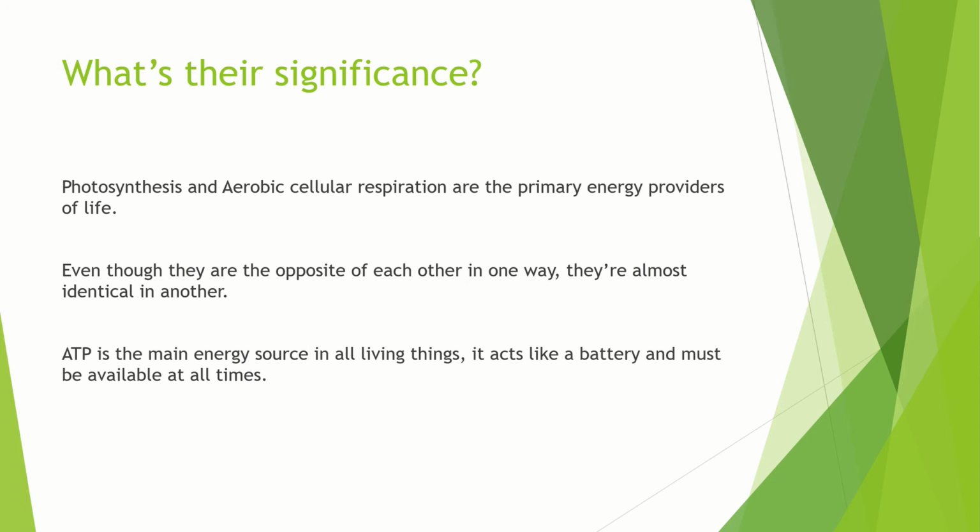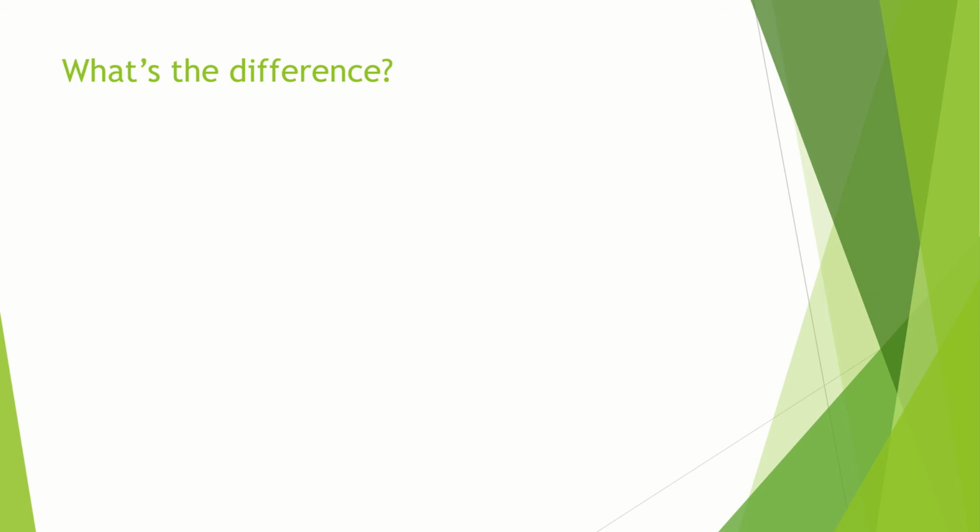Everything needs ATP. It's kind of like a battery and must be available at all times, or else you'll die. It depletes or recharges whenever it's used in these processes. So, what's their main difference? Well, in photosynthesis, they take carbon dioxide and water and turn it into sugar and oxygen.